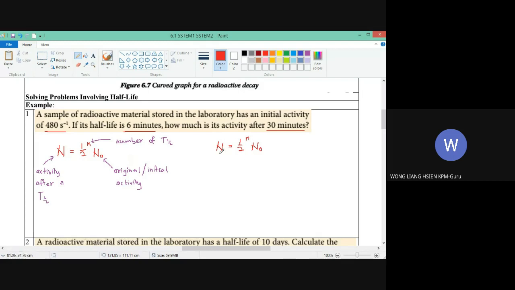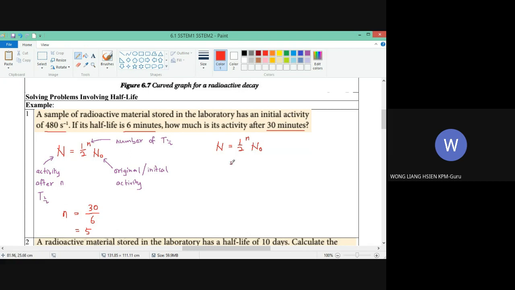Okay, so how much is the activity after 30 minutes? First, because the half-life is 6 minutes, we need to know in 30 minutes how many half-lives already passed. Very easy. The number of half-lives that already passed will be equal to 30 minutes divided by 6, and then we get 5. That means 5 half-lives already passed in 30 minutes.